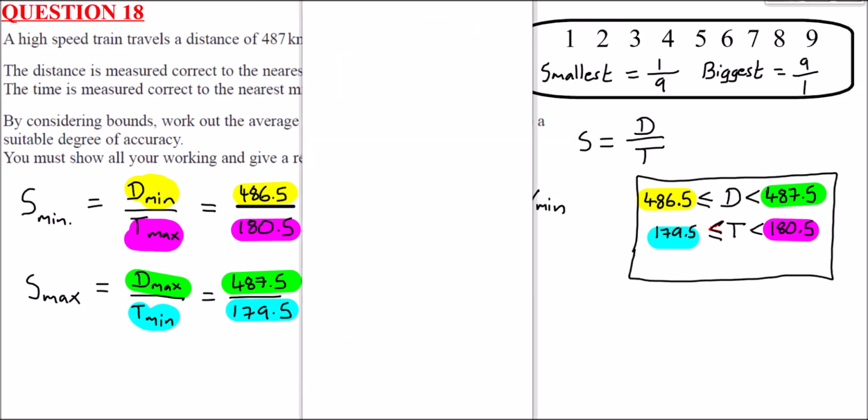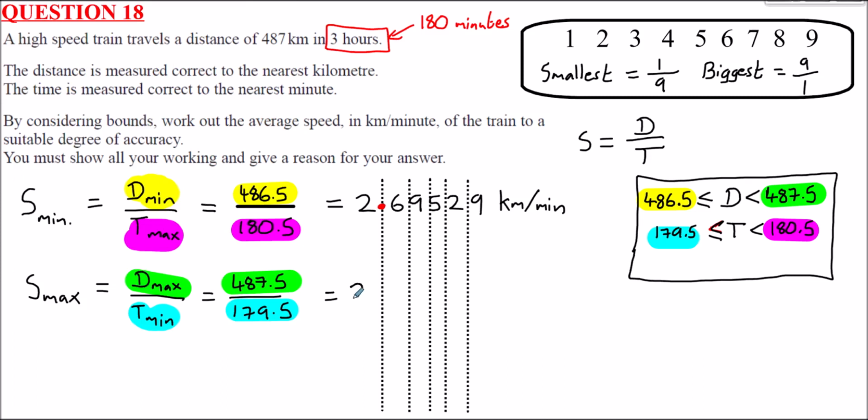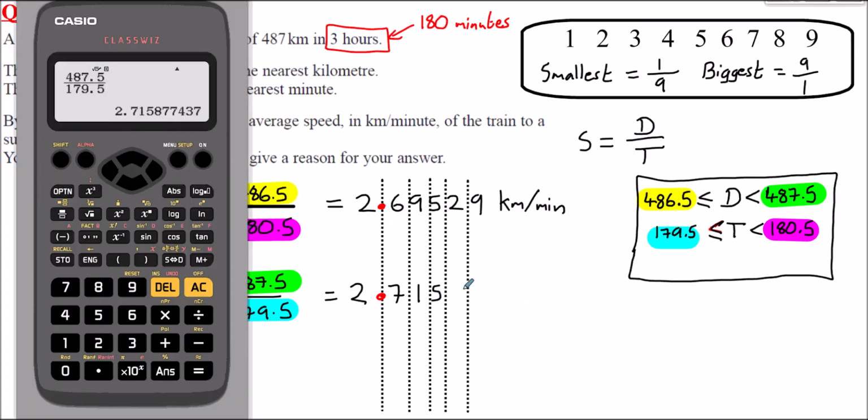So 487.5 divided by 179.5. This equals, we now get 2.71588.